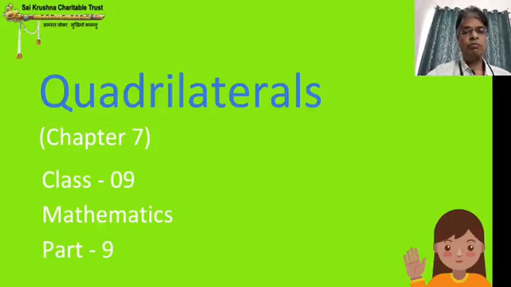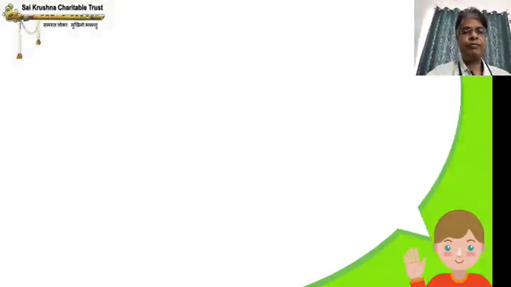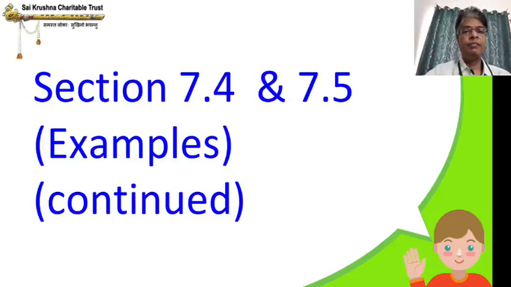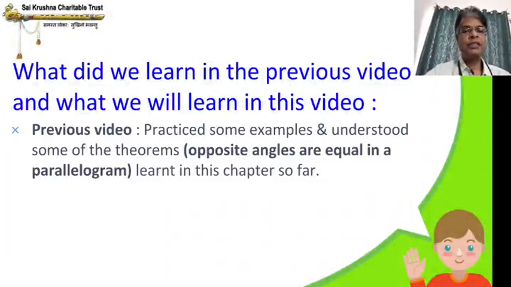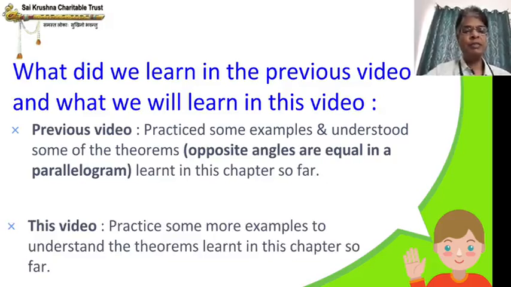Let's now move to part 9 of Quadrilaterals, chapter 7. Same section 7.4 and 7.5 examples. We are continuing with the same sections. In the last video, we learnt opposite angles are equal in a parallelogram. This is a theorem we practiced and learnt in the last part. Again, we are going to practice some examples in this part. What we have learned, we will see at the end of the part.